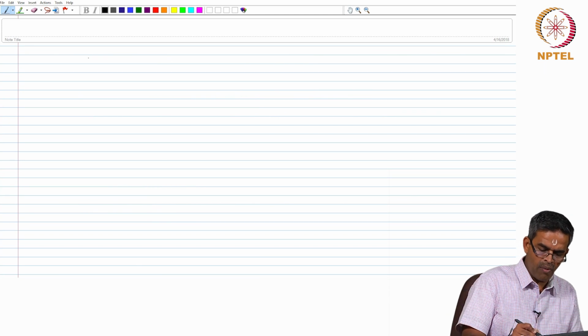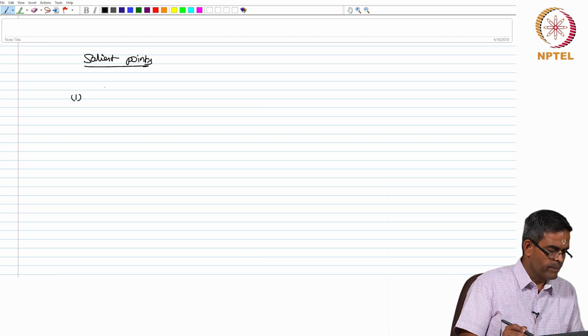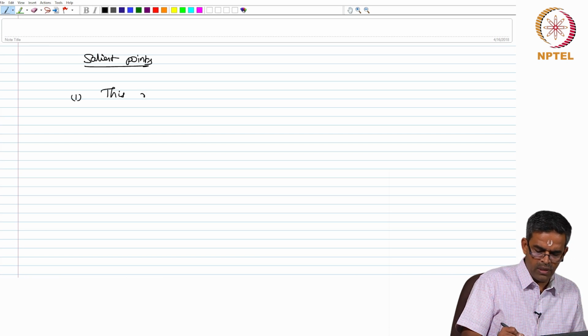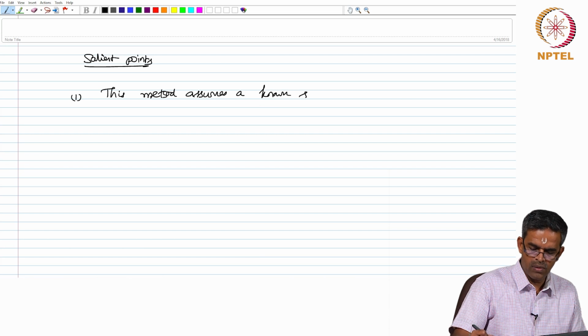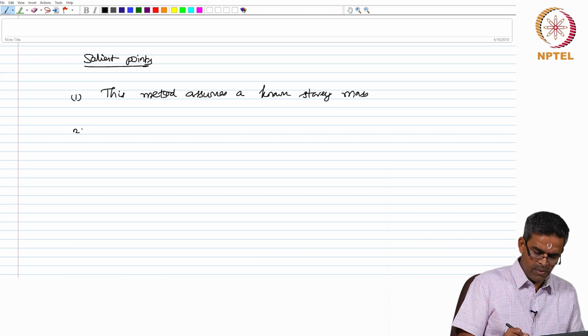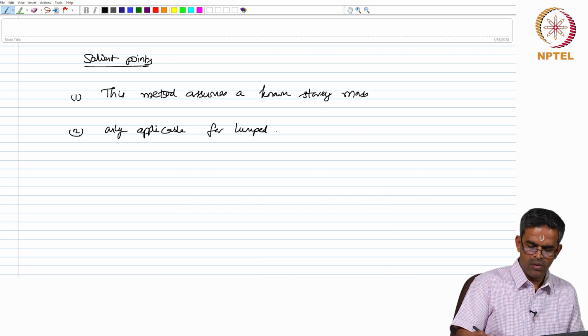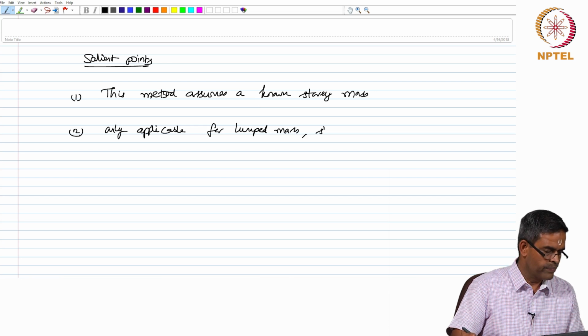There are some salient points of this method. The first would be, this method assumes a known story mass. This method is applicable for lumped mass shear building model.